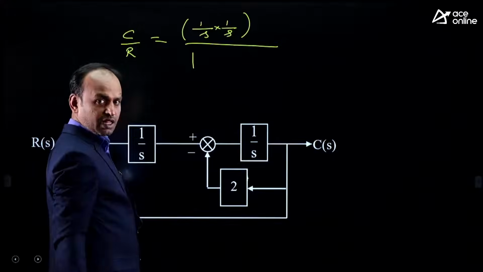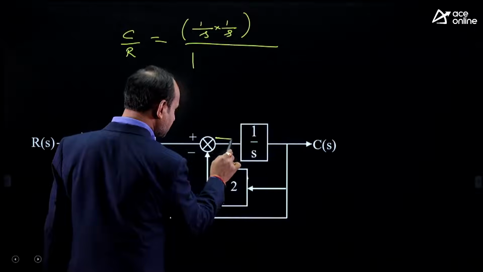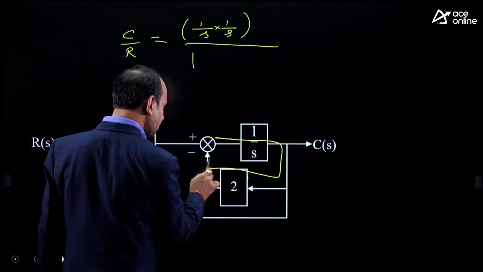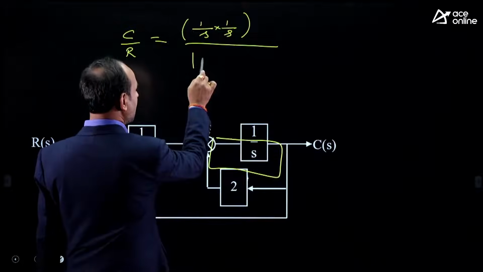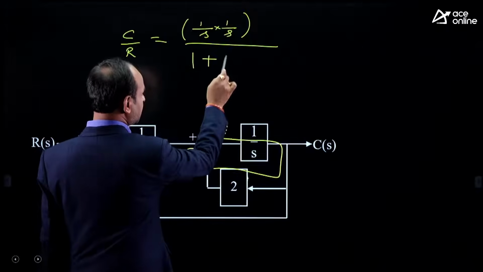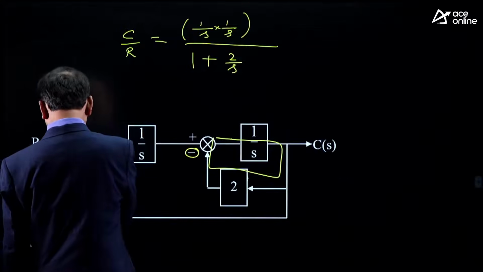One compulsory. Then we have tried the loops here. This is one loop here. Starting point and ending point are the same, loop only. But in the overall loop, the sign is negative. Opposite sign: 1 plus 1 by S into 2, 2 by S. Loop 1 completed. Now one more loop is also there here.